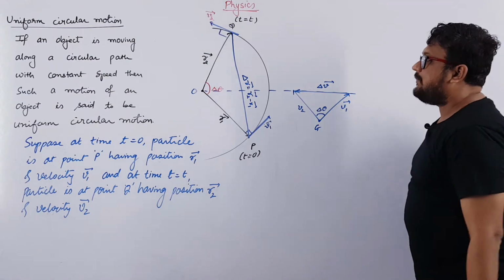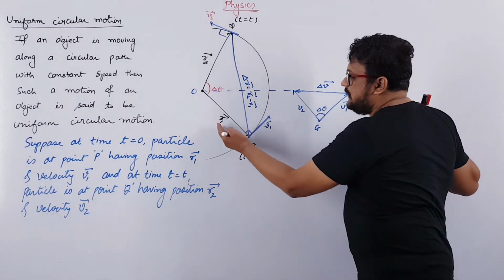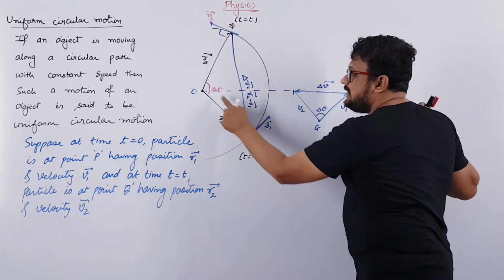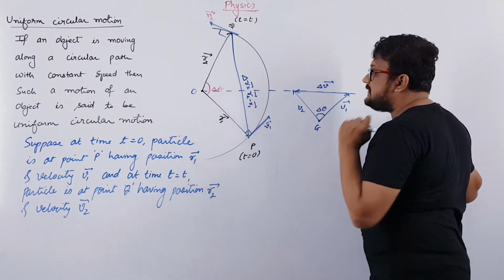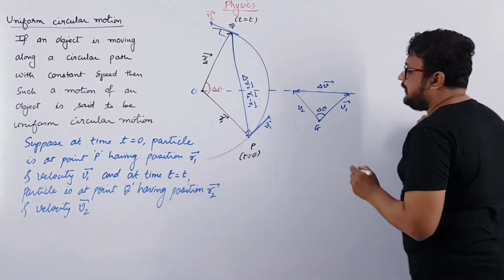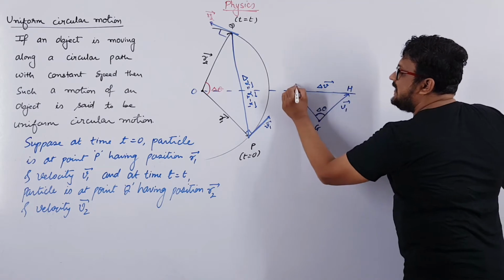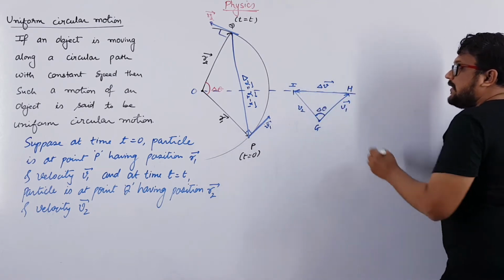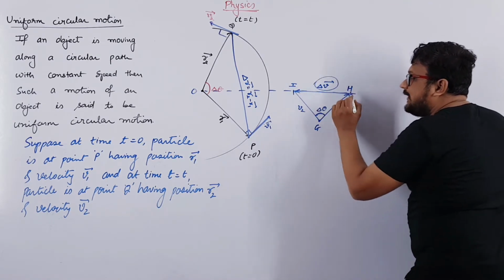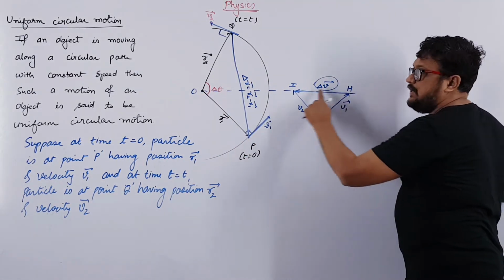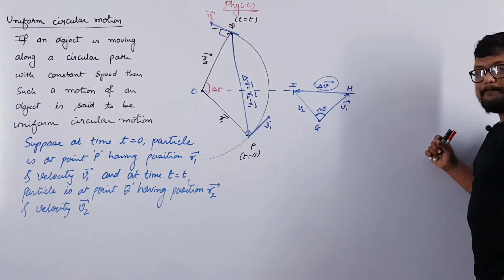It is totally mathematical. Look, if r1 is perpendicular to v1, r2 is perpendicular to v2, then this angle and this angle will be same. You can easily prove that. Time being, we are not going to prove this, right? Let us say this point is H and this point is I. So you can see that the change in velocity is acting towards the center of the circular path.